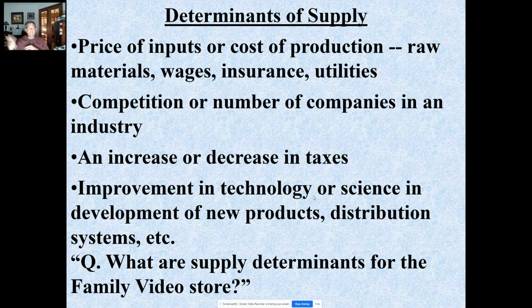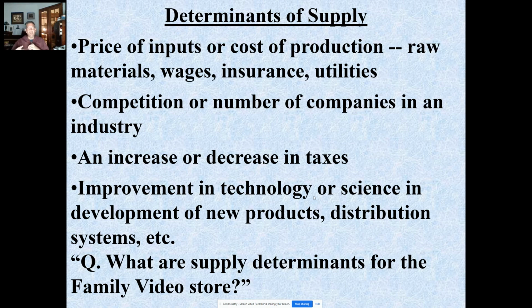If price of inputs goes down, rightward shift in supply. Competition. If all of a sudden there's 3 more cola companies show up in the market, I'm going to have a pretty significant rightward shift of my supply. There's going to be more $10 cola around and a whole lot more $2 cola around, right?